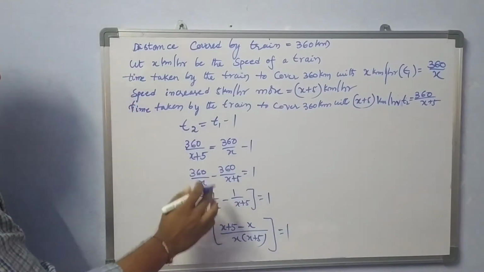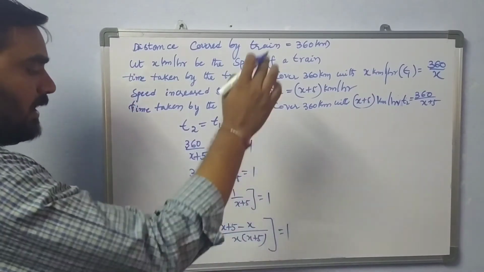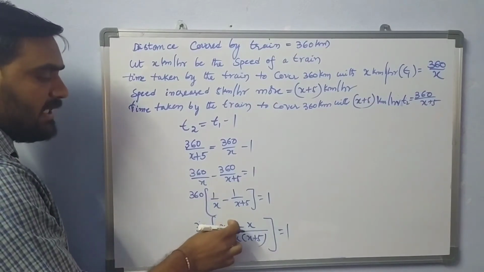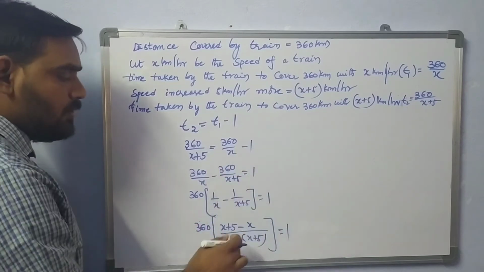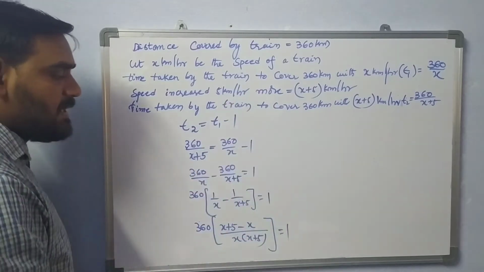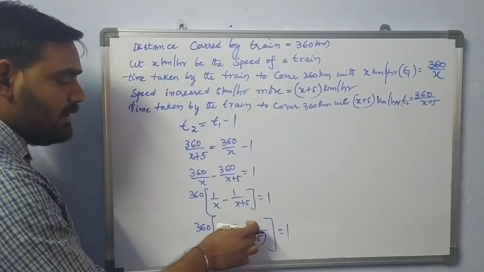See here, 1 by x into x plus 5: at that time x gets cancelled, so we will get x plus 5. What is the symbol here? Minus. Next, 1 by x plus 5 into x plus 5: so x plus 5 gets cancelled, and we will get x.